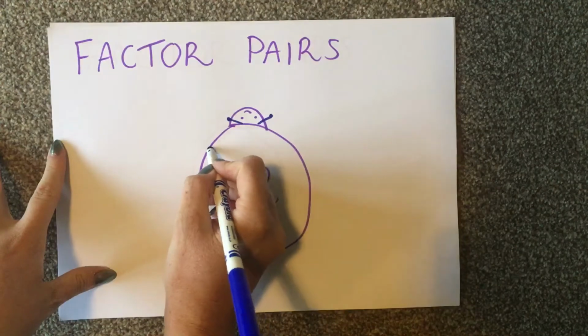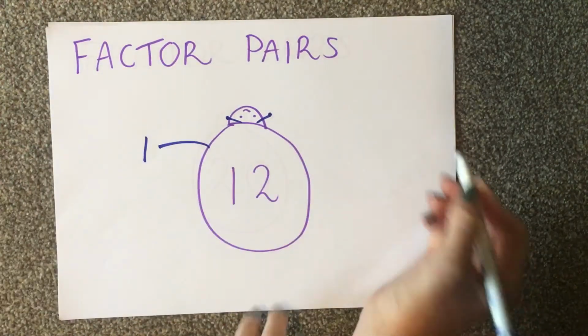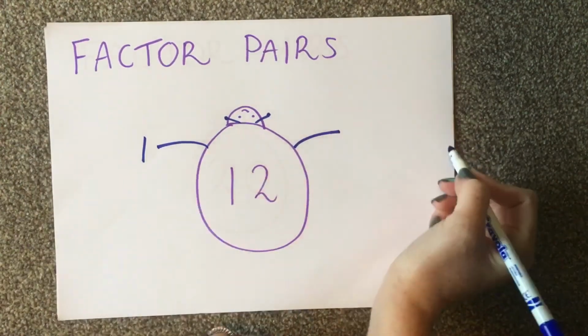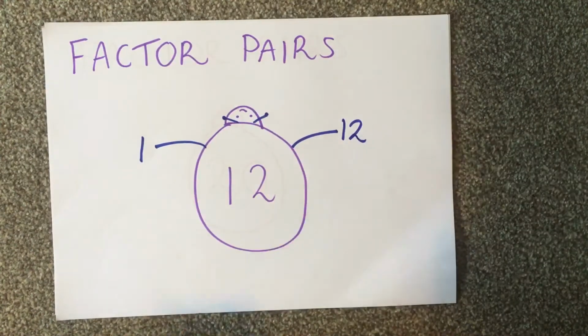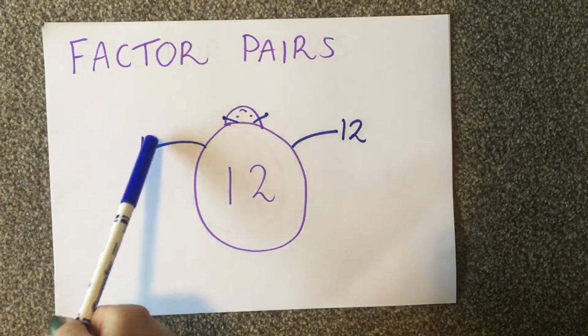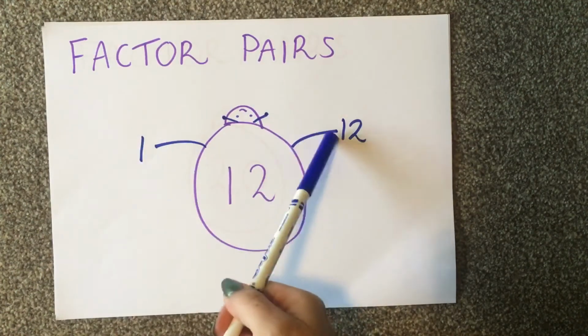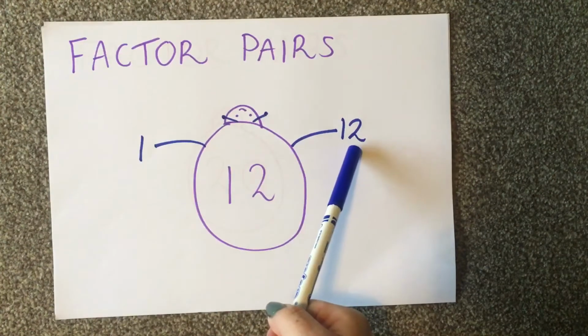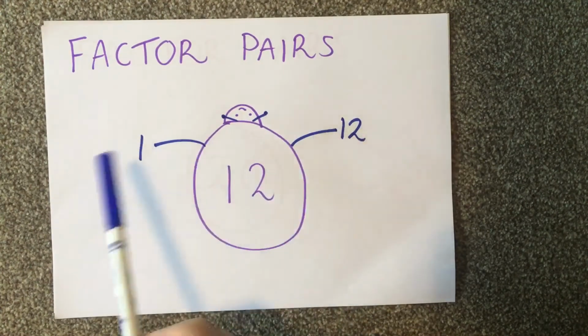Number 1. I've got a leg there for number 1. What would I times 1 by to get 12? Well, it would be 12. Now, every factor bug you draw will have 1 and the other number, which will be that number. So for 12, 1 times 12 is 12.